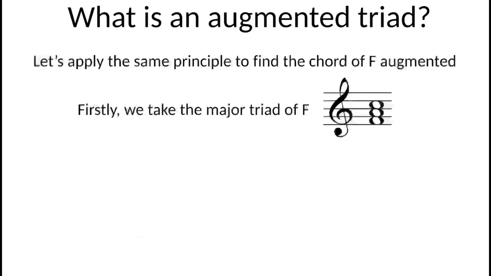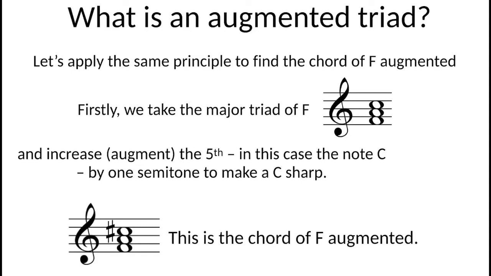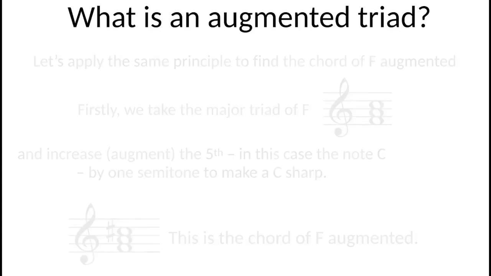Apply the same principle to find F augmented. There's the major triad of F. Remember, we're going to raise the 5th by a semitone, we're going to augment that. And that gives us the chord of F augmented. You can see that we've taken the 5th there, which is a C, and we've made it a C sharp. We've raised it by a semitone.